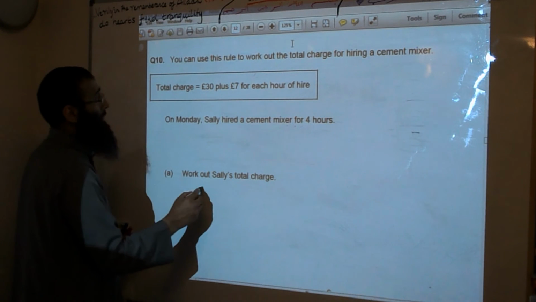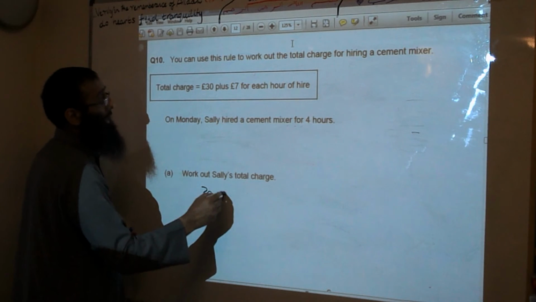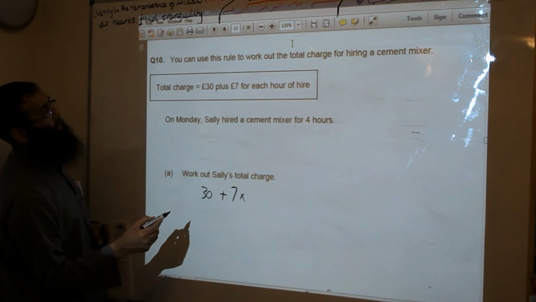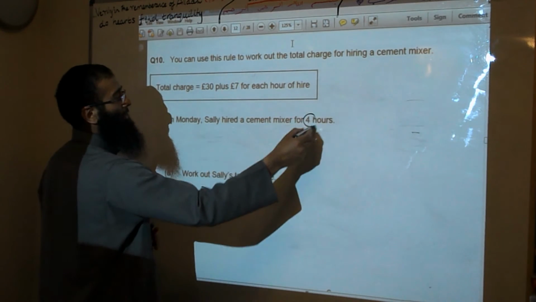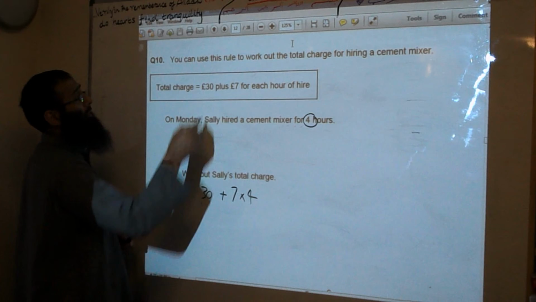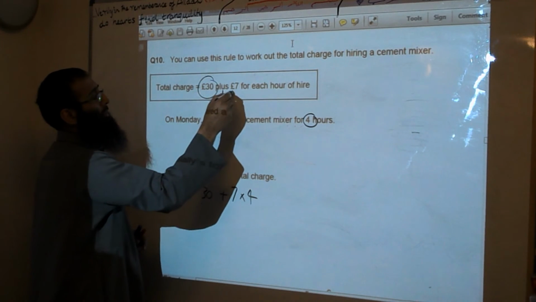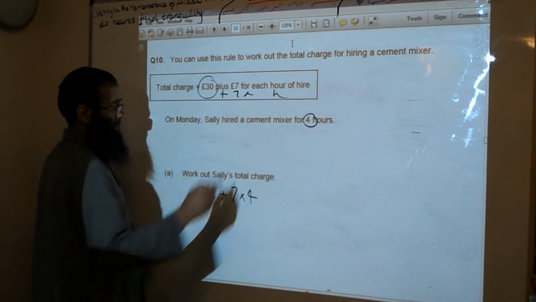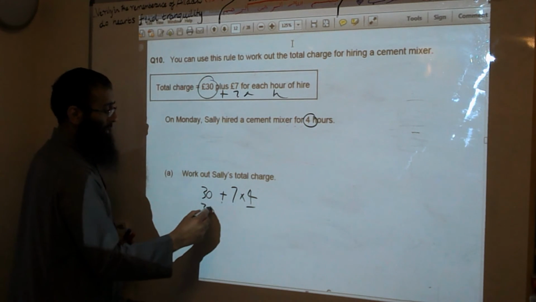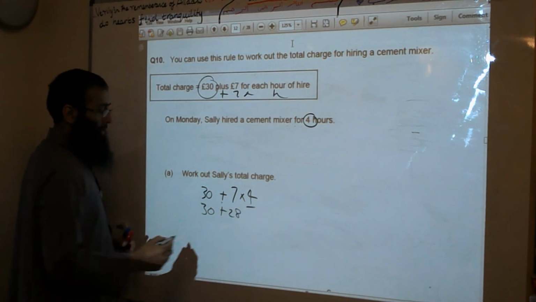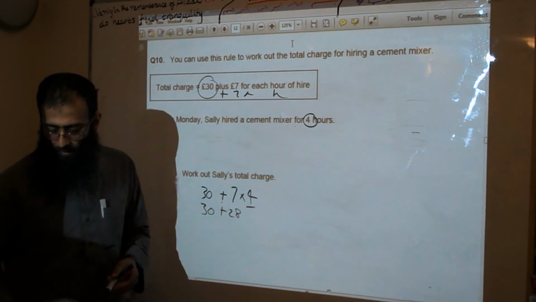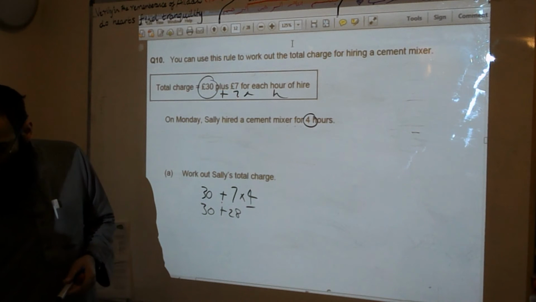So we're going to start with £30, and we're going to add to that £7 for each hour that she hires it for. How many hours did she hire it for? 4. So it's 30 plus 7 times the hours, so that gives you 30 plus 28, which will give us an answer of 58.